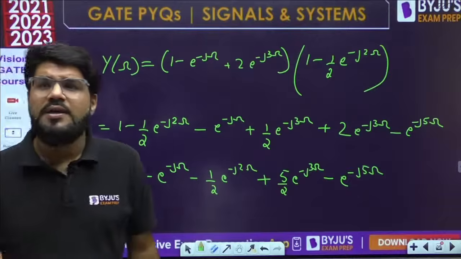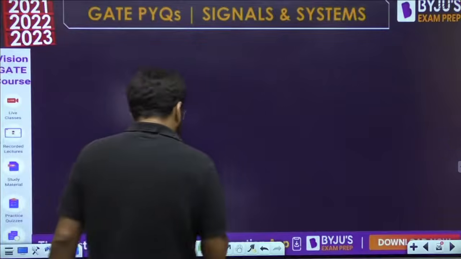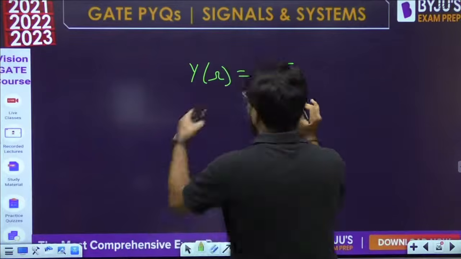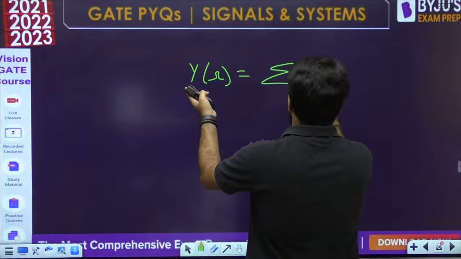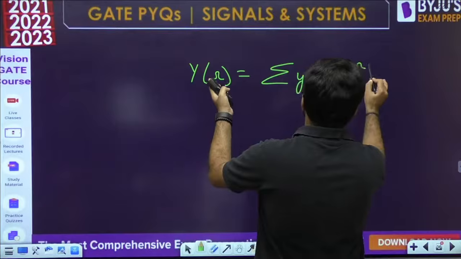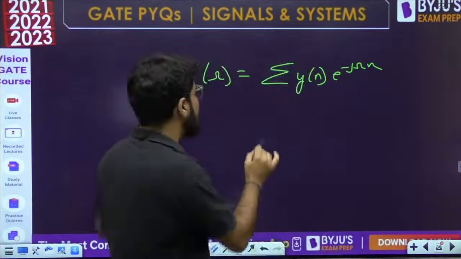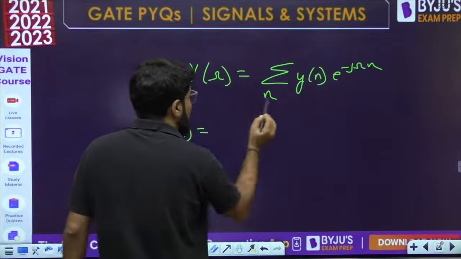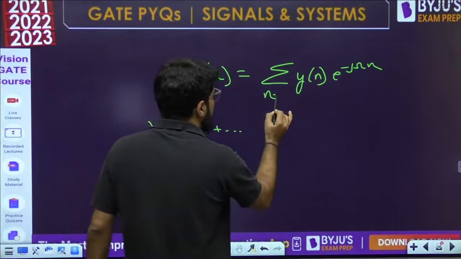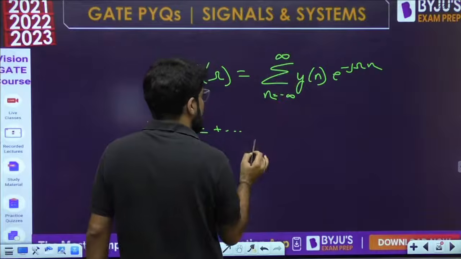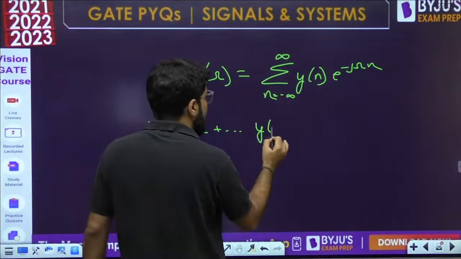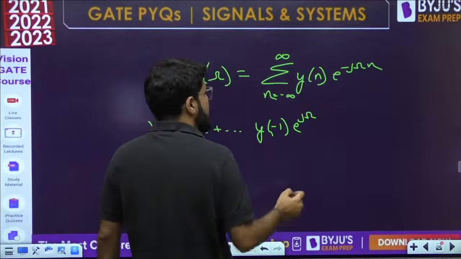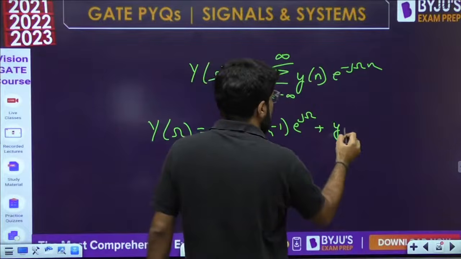Now guys, how to get the time domain signal directly? What is the DTFT formula? Y omega is the DTFT of y[n], so it is given by the summation of y[n] e power minus j omega n for all values of n. That means I can write Y omega as the summation from minus infinity to plus infinity. If you take n equal to minus 1, it will be y of minus 1 times e power j omega. Plus y of 0.